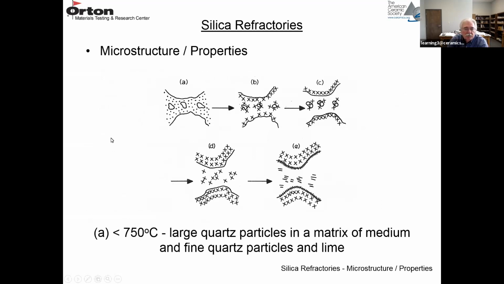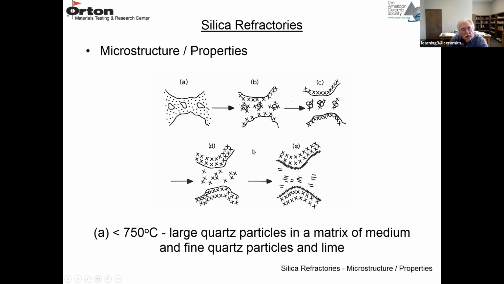So how the microstructure forms, diagram A here, less than 750 degrees C. So we're heating this up to E. You start out with large quartz particles. This would be a large quartz particle. They're in a matrix of medium and fine quartz particles, plus the mineralizer lime. So you have some medium particles in the matrix, and then fine particles of quartz and the mineralizer.